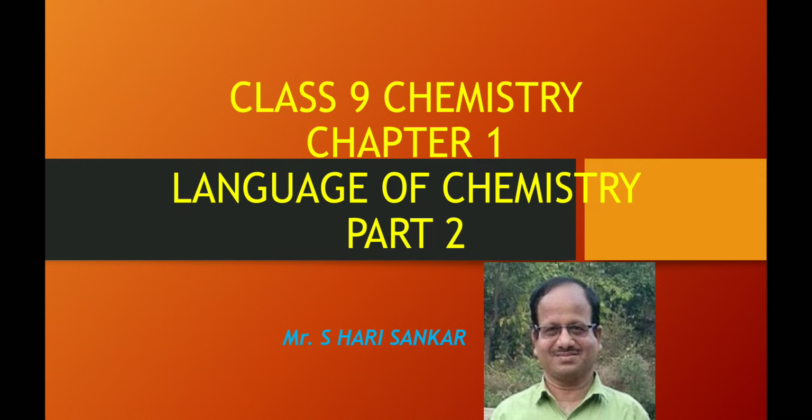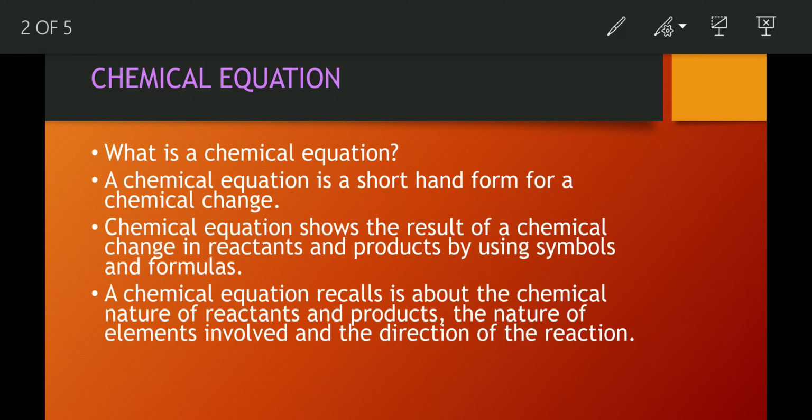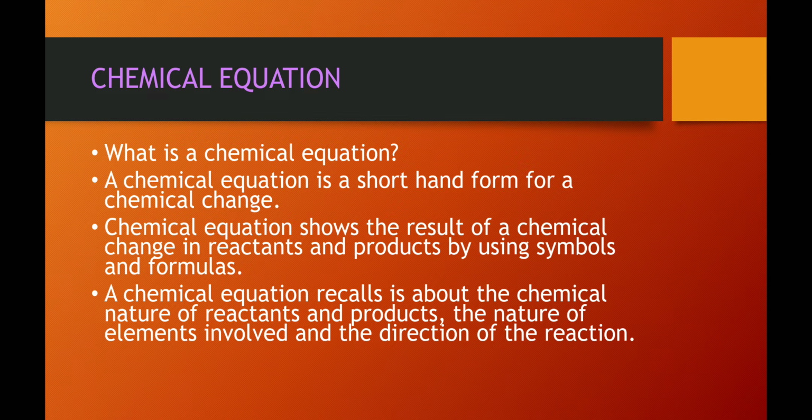In Part 1, my last video of the same chapter, Language of Chemistry, I explained what is a symbol, what is valency, variable valency, how to write a formula by interchanging the valencies and making a compound, etc. In this class, you will learn what is a chemical equation, what is a balanced equation, how to write a balanced equation, and why an equation is to be balanced, etc.